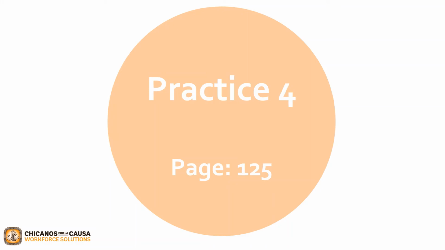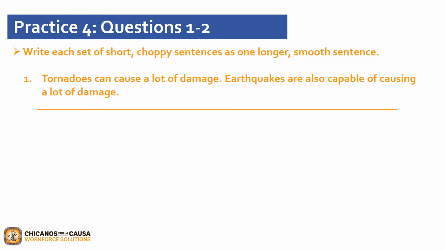Now that we covered subordinate ideas, let's move along to practice 4, found on page 125. Before you start on practice 4, I would advise that you have a pen or pencil and a sheet of paper next to you so that you can answer the following two questions.